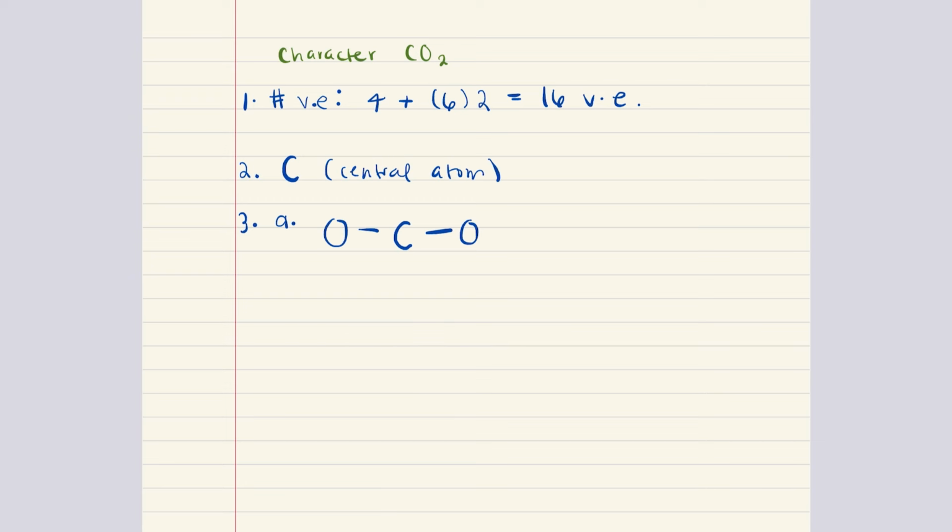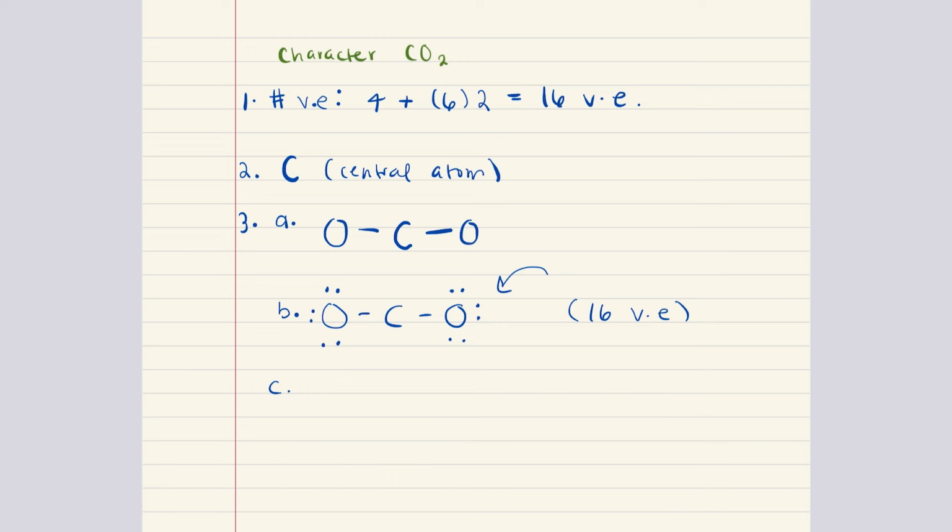The second thing we want to do as part of step three is then complete the octet for the outer atoms. So we're going to go ahead and add enough valence electrons to these oxygens to satisfy their octet rule. We're going to have to draw 6 valence electrons for each oxygen. Now, if we account for all of the valence electrons we have drawn here, we have used and assigned 16 out of the 16 valence electrons we have.